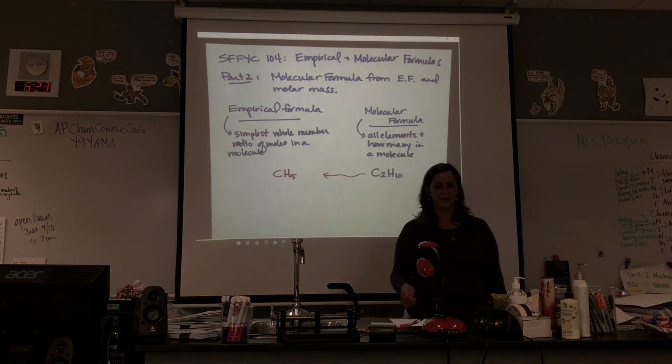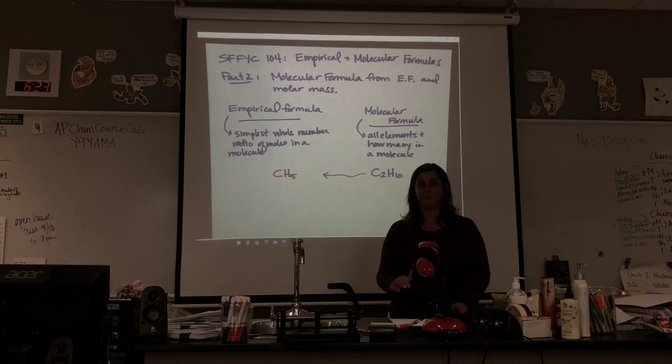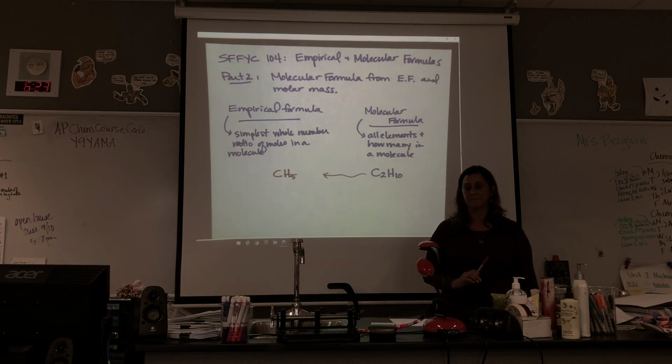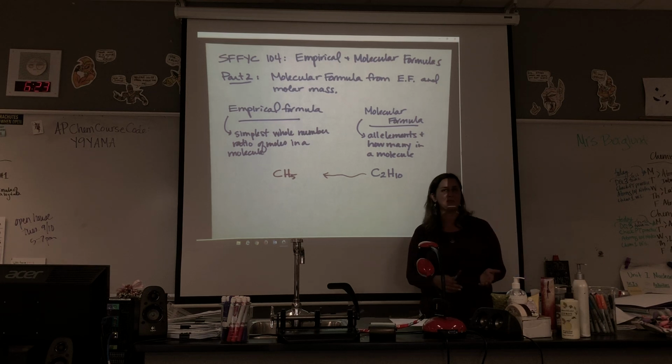In actuality, C2H10 doesn't exist, but we're not going to get into that. That was not a great example, but just know that you reduce it from your exact numbers by dividing by the largest common number.